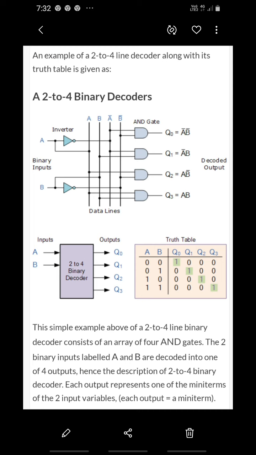So here A, B, A bar, B bar are the data lines, and Q0, Q1, Q2, Q3 are the decoded outputs. So this is about the 2 to 4 binary decoder.